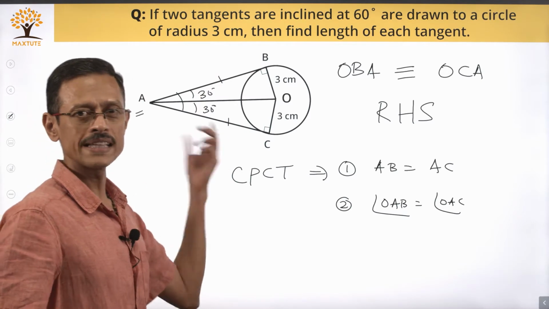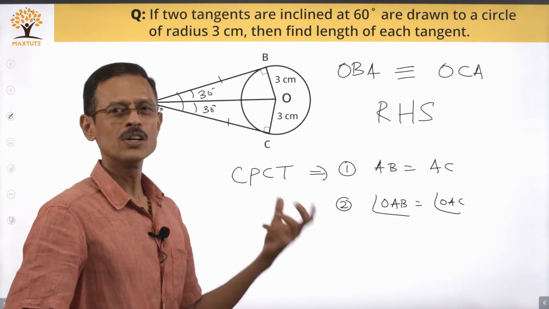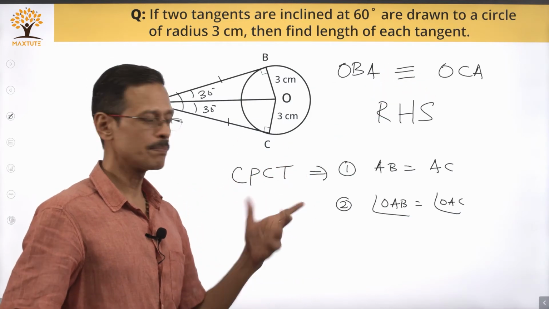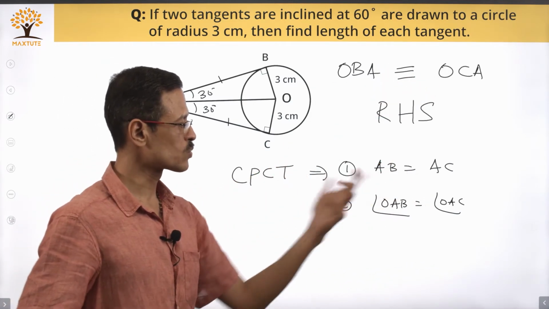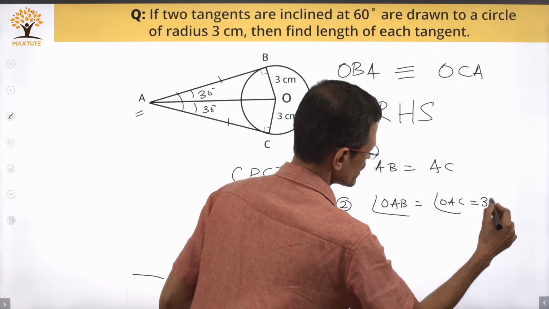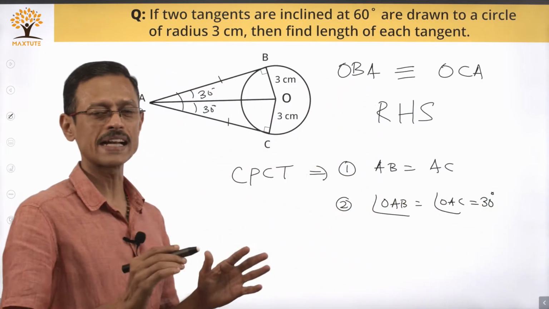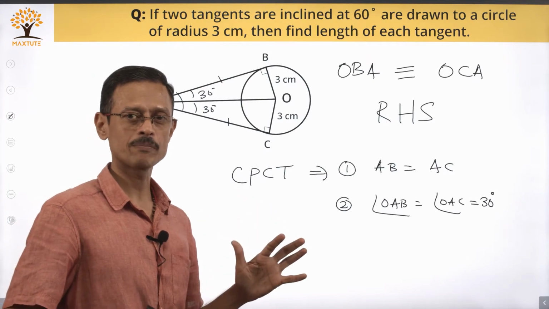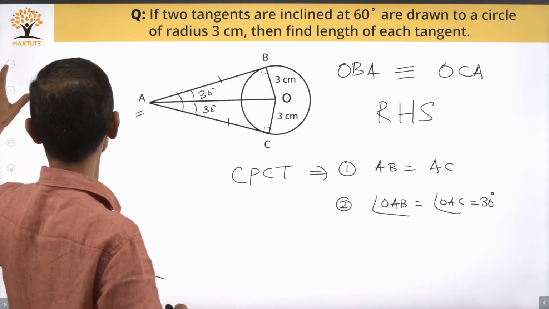So these are all the inferences we have drawn at this stage, right? You can basically say by RHS these two triangles are congruent. By CPCT we can say angle OAB equals angle OAC, which is equal to 30 degrees. These are the two steps that you need to write in the examination. We just established why it's happening the way it's happening. Now we've got till this point. Let's take it to the next slide.